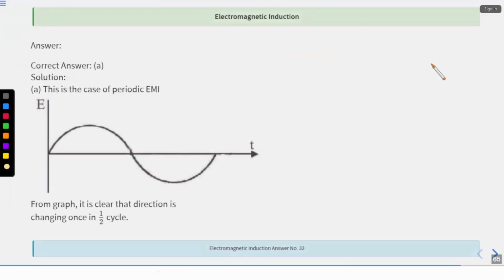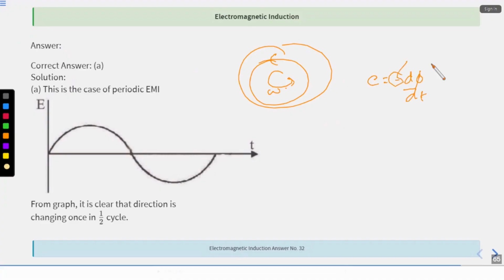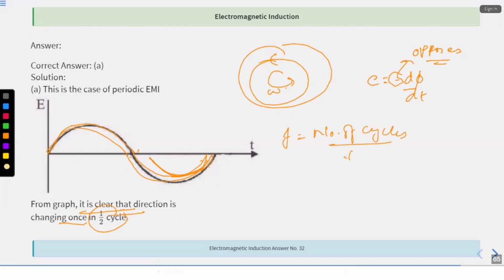So let's see. It is basically rotating like this with, let's say, omega. I know that when it is rotating, flux will keep on changing direction because EMF is given by minus d phi by dt. From here I can see it opposes the change in magnetic flux. So it is something like this. It will first be positive and then it would become negative. So from the graph it is clear that the direction is changing once in a half cycle. So basically it is going like this in the first half and this in the second half. So frequency is nothing but the number of cycles per unit time.